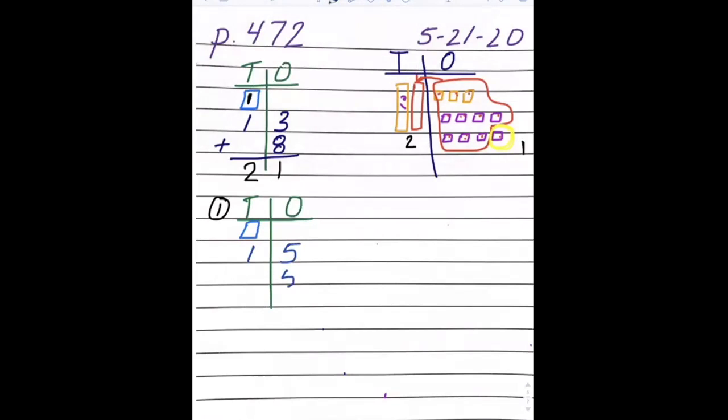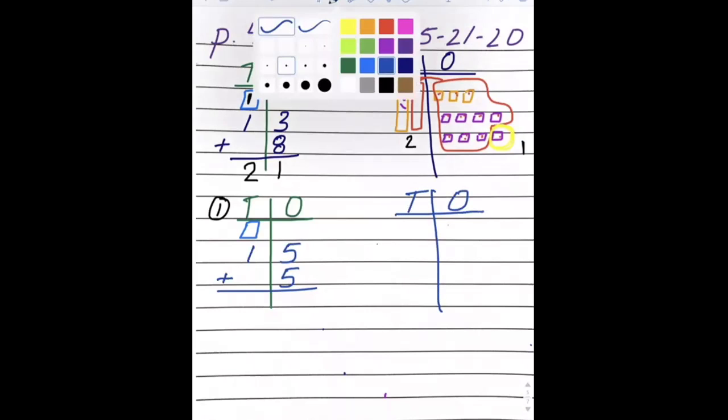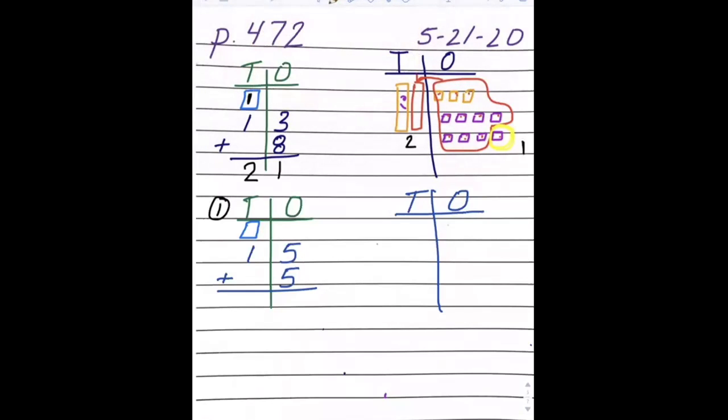15 plus 5. And then on the other side, we make our T chart again for the model. Okay. So copy the problem vertically. And then make your T chart for the model. It's one group of 10 and five ones. Okay, that's how we write 15. One group of 10 and five ones.